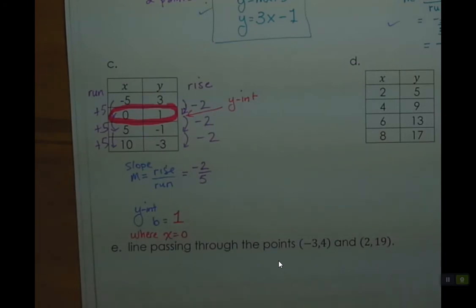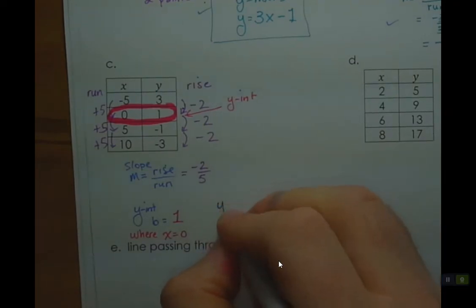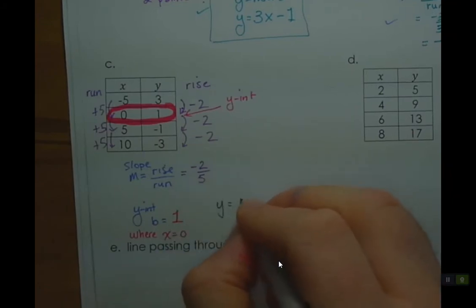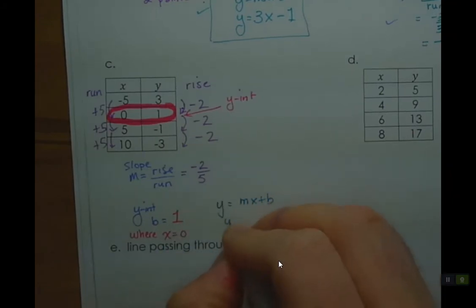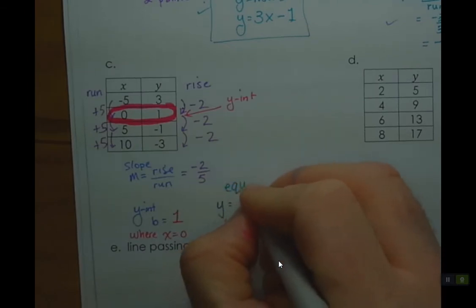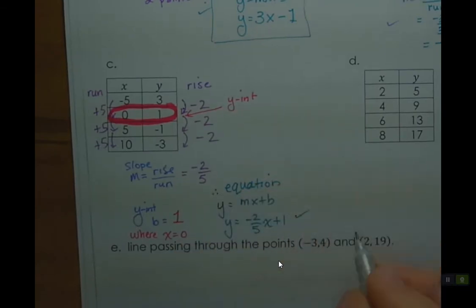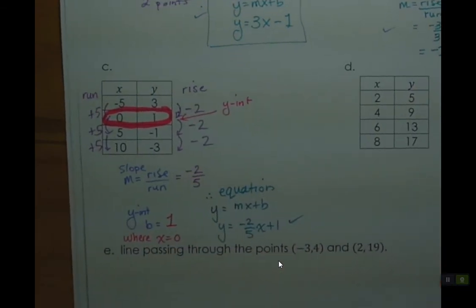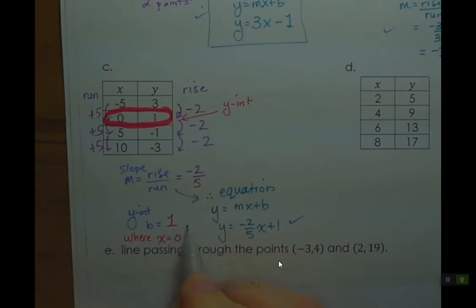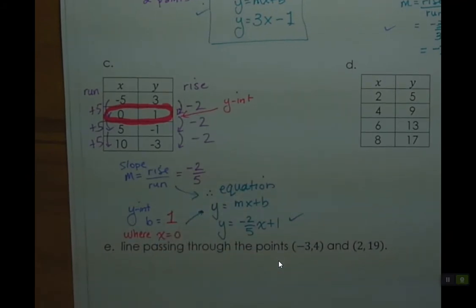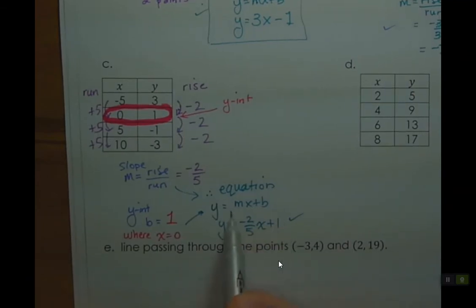And then from there, I can say y equals mx plus b, y equals negative 2 over 5 x plus 1. So this is my equation. Okay, so I've just substituted m and b into my equation. So this is the end goal.